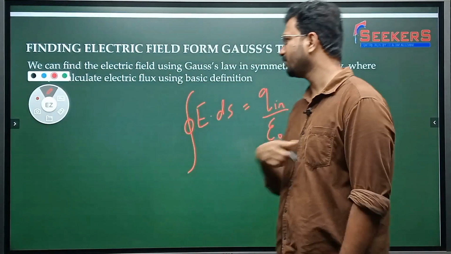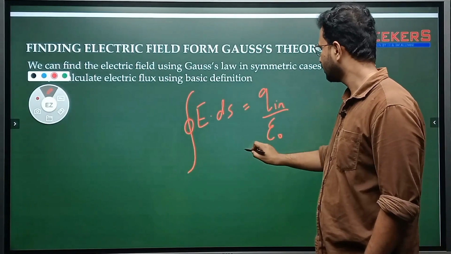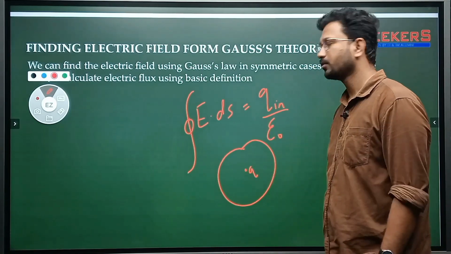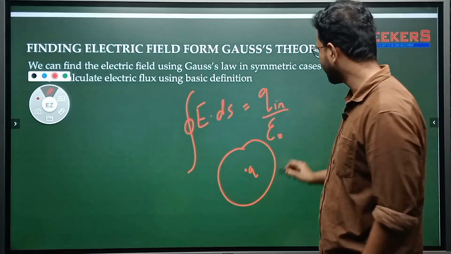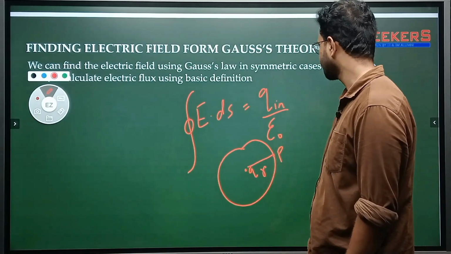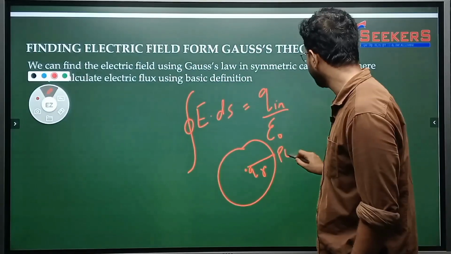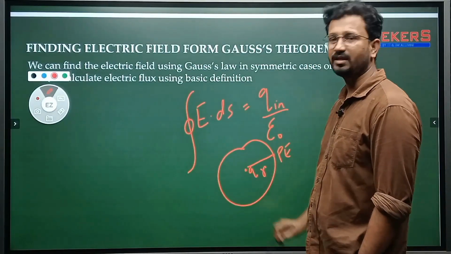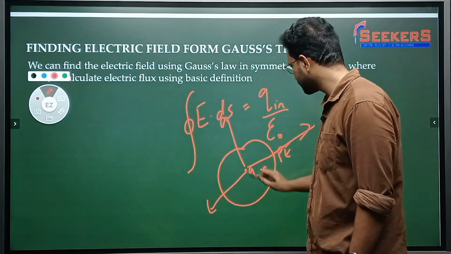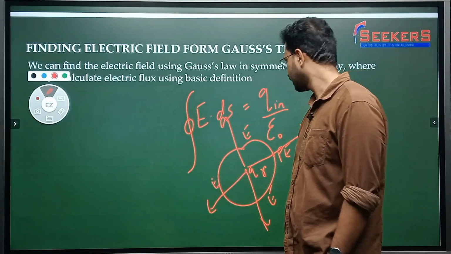How? Let's take an easy case. Suppose we have a charged particle Q, and we have to find the electric field at a point P at a distance r. We know that an electric field will be created here due to this charge. Since it is a positive charge, the electric field will be outwards, everywhere.